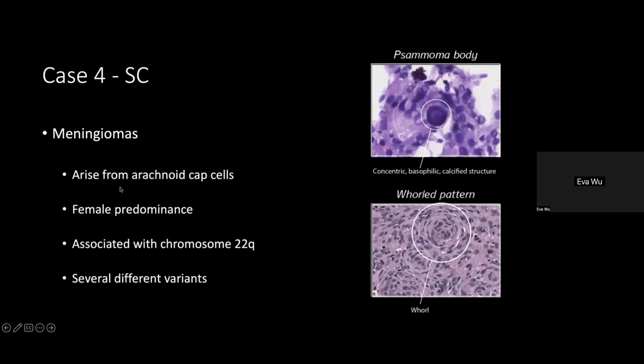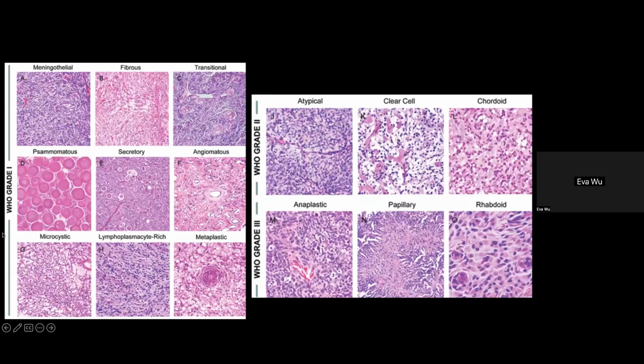Okay, so yeah, this is a meningioma. Usually they arise from arachnoid cap cells. They occur more commonly in females than males, and are associated with chromosome 22. Typically they have psammoma bodies and this whorled pattern, like what Dr. Saad was talking about. And here, I just wanted to show that there are different types of variants of meningiomas.